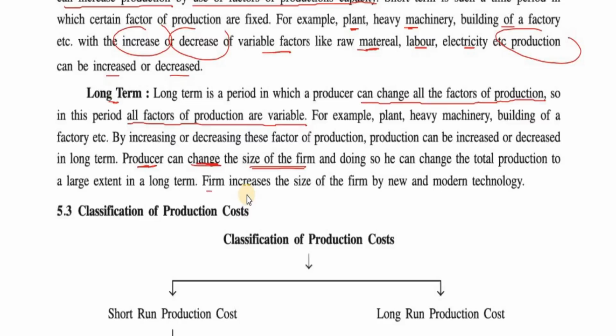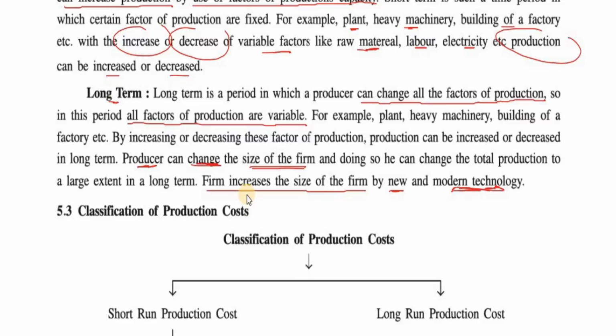So the firm will increase the size of the firm by new and modern technology. You bring new technology, your outdated technology is over, and what happens now? You can improve your production because of modern technology. Cost will go down and production may increase, right? So firms in the long run will change their machinery and plant and setup also. So it's a variable cost, right?